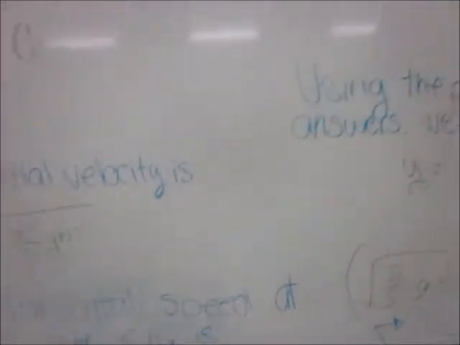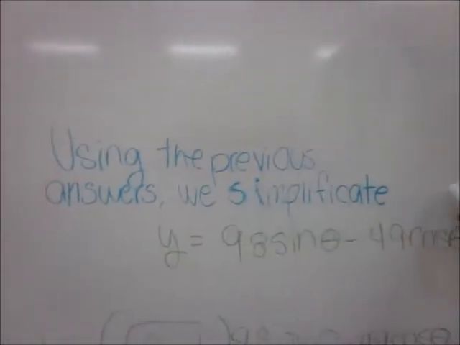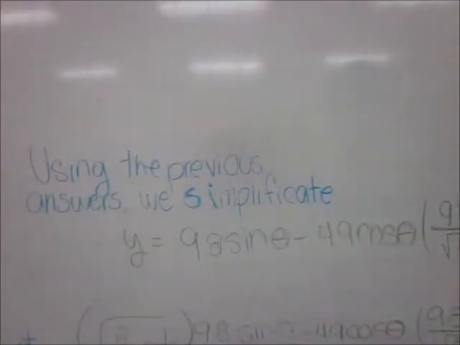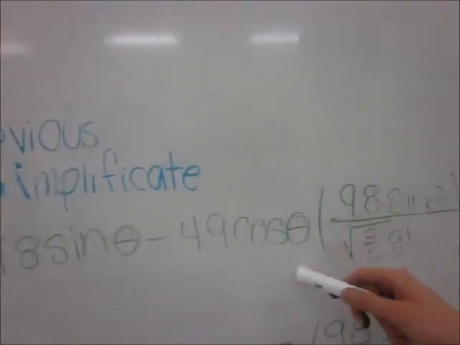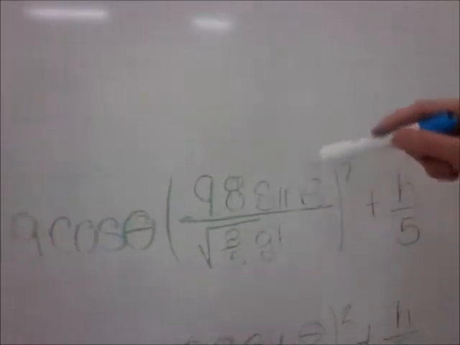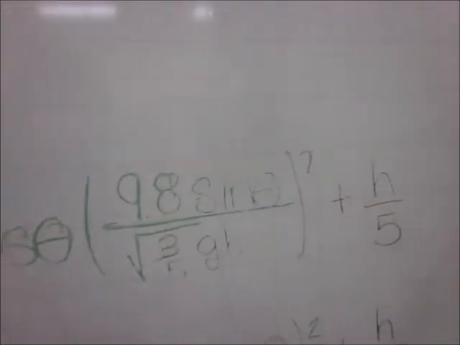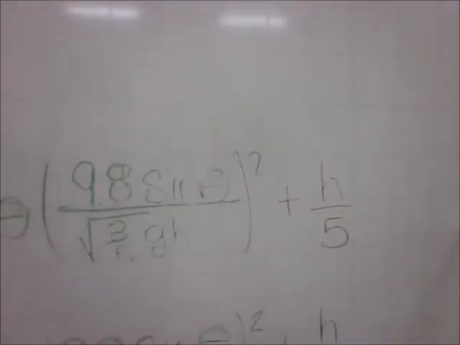And the other part of D. Using the previous answers, we simplify and get 9.8 times the sine of theta minus 4.9 times the cosine of theta times time squared, plus the height over 5.